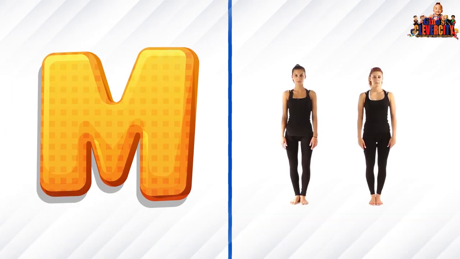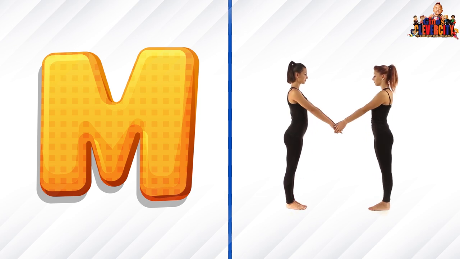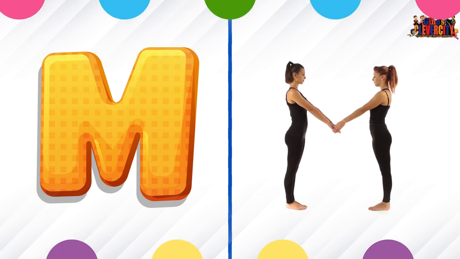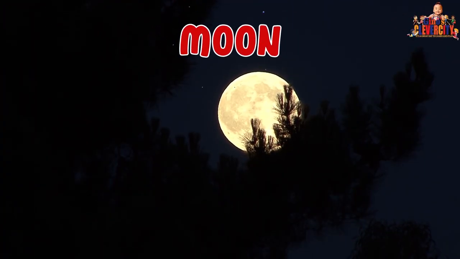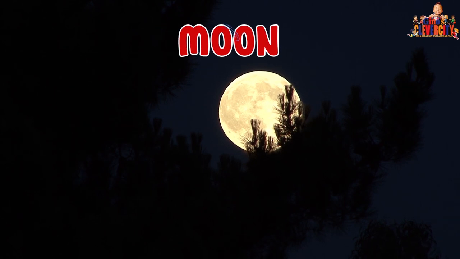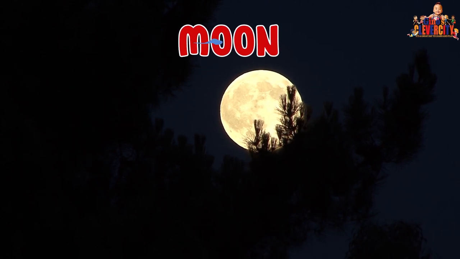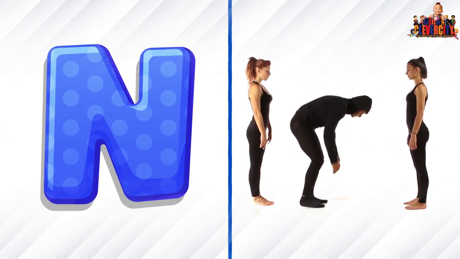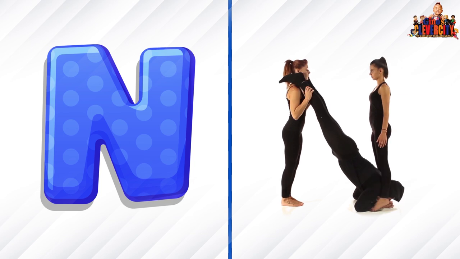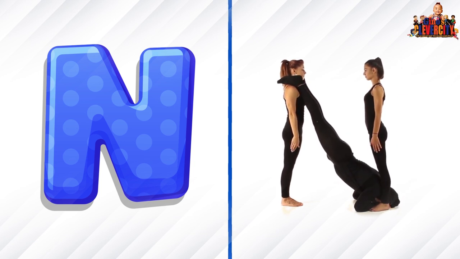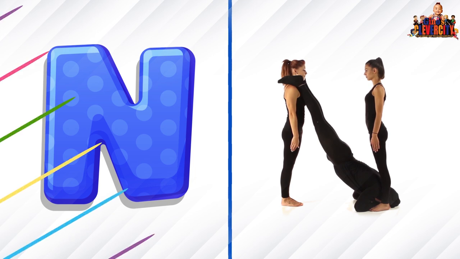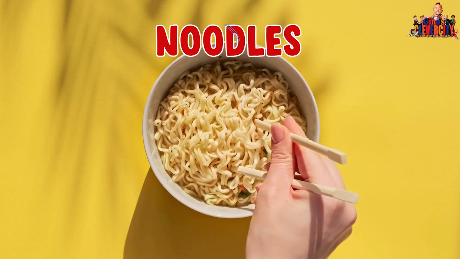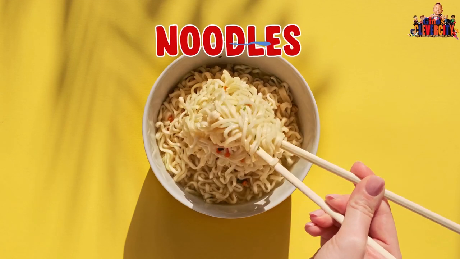M. M is for moon. Moon. N. N is for noodles. Noodles.